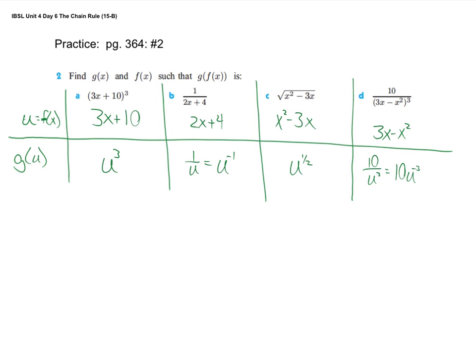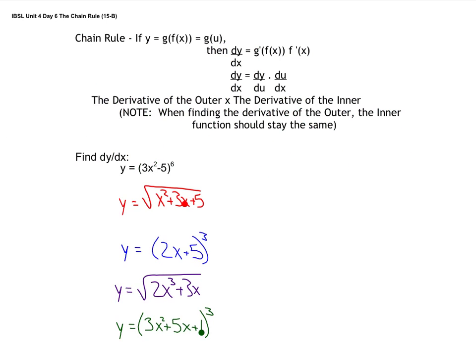Now, let's actually look at the rule itself. How are we going to handle this? And here is the chain rule. I've given you right here the notation that is in the IB formula booklet. Okay? The chain rule says that if we have y equals a composite function, g of f of x, or you could say g of u, all right? What we're going to do then, dy dx is g prime of f of x times f prime of x. Or another way of saying that is it's dy dx equals dy du times du dx.